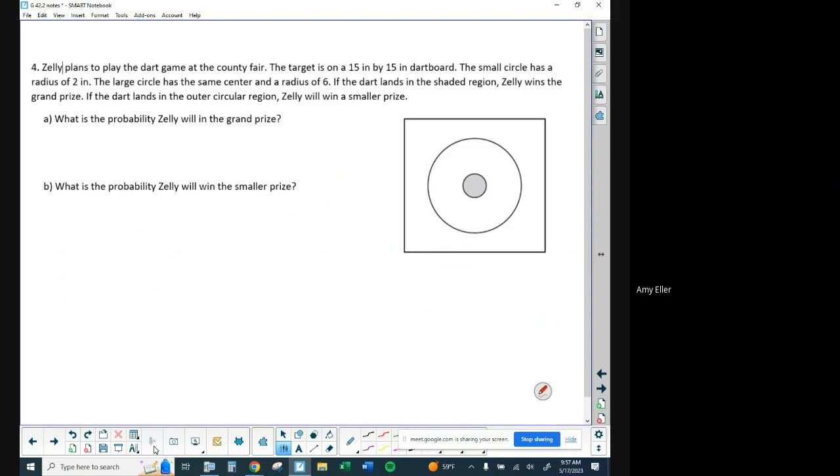Number 4, Zelly plans to play the dart game at the county fair. The target is on a 15 by 15 inch dartboard. Let's pause there. Look at your dartboard. Label it 15 by 15.